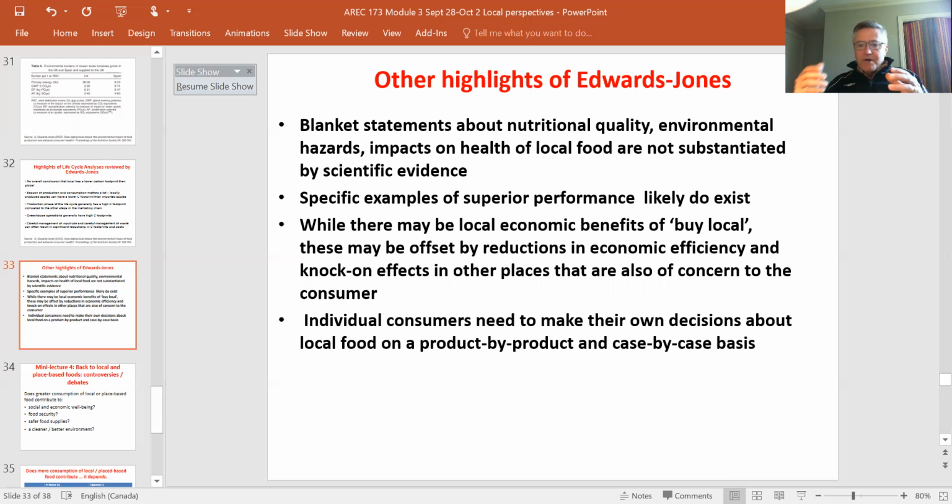So therefore, overall, we should all make our own decisions about local food, but if we want to do that for economic purposes or social purposes or environmental purposes, we need to do a bit more digging and not make general assumptions, and think about this on a case-by-case basis. So I'm going to end the third mini lecture here now, so I'll stop my share.